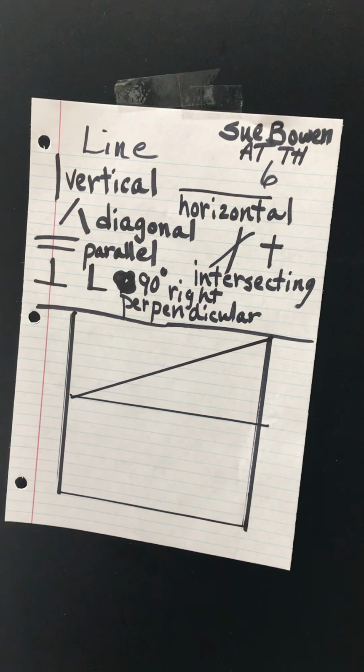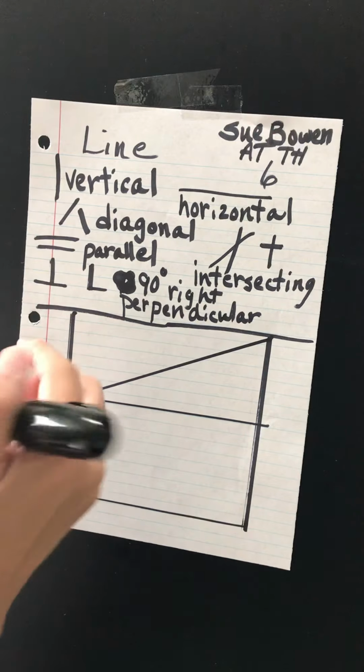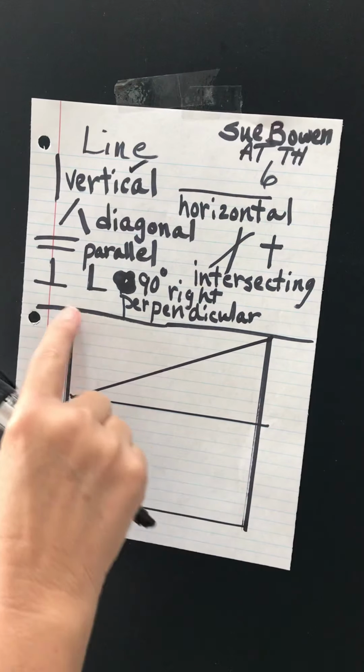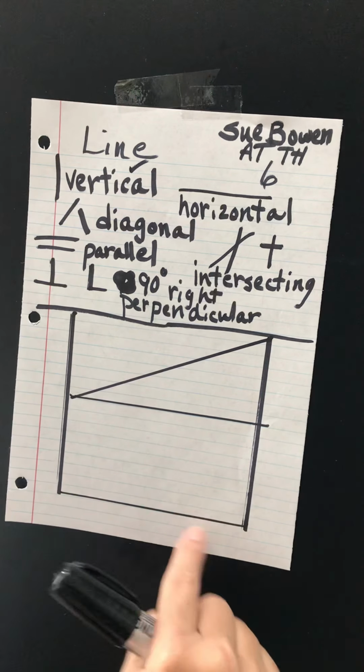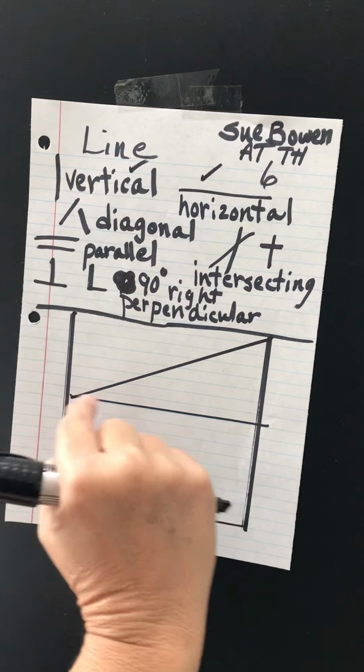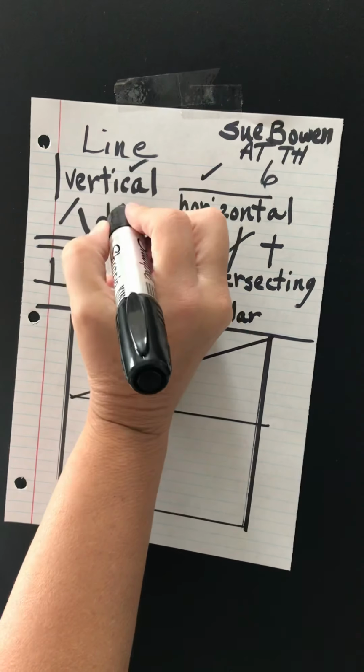So let's evaluate what we've drawn so far. Have we drawn vertical lines? Yes, we have 2 of those. Have we drawn horizontal lines? Yes, we have 3. 1, 2, 3 of those. Did we draw any diagonal lines? Yes, just this one here.